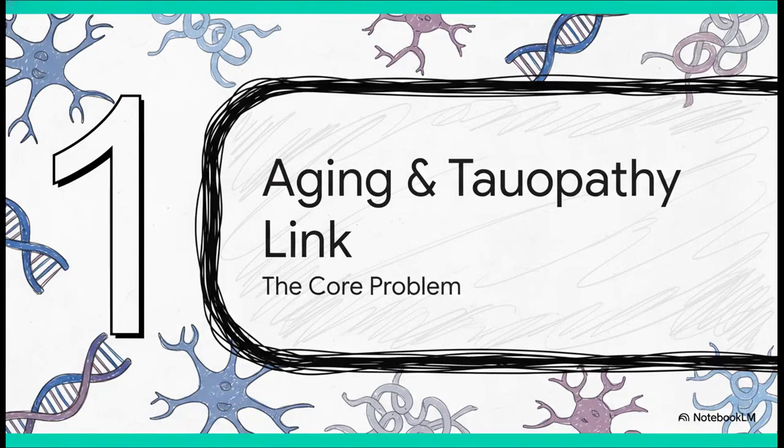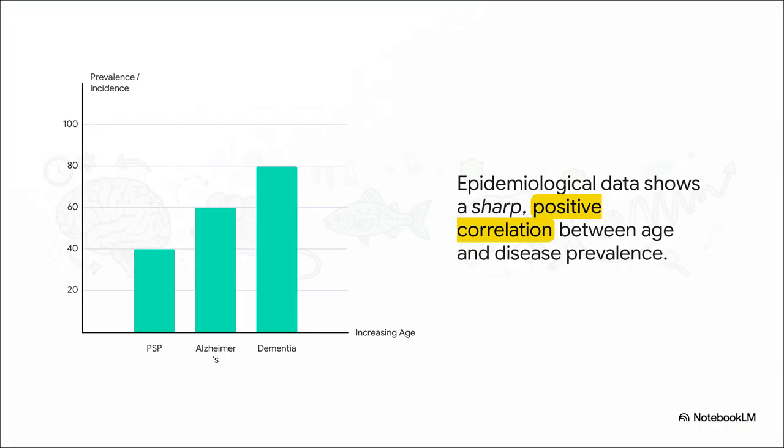All right, let's start with the core problem. The single biggest challenge in understanding many of these neurodegenerative diseases is that their prevalence is directly and powerfully correlated with chronological age. This isn't just a coincidence. It is the central observation that requires explanation. And you can see this relationship very clearly in the epidemiological data.